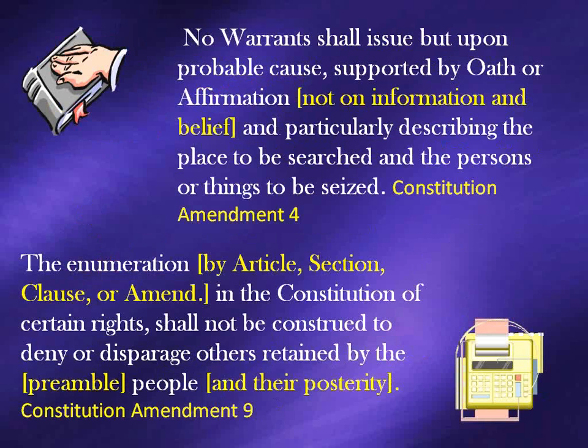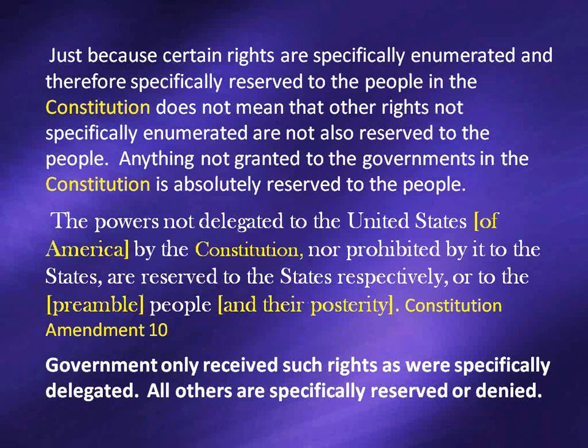No warrant shall issue but upon plausible cause against the people, supported by oath or affirmation, and not on information and belief, and particularly describing the place to be searched and the persons or things to be seized. The enumeration by article, section, clause, or amendment in the Constitution of certain rights shall not be construed to deny or disparage others retained by the preamble people and their posterities. Amendment 9. You see, just because certain rights are specifically enumerated and therefore specifically reserved to the people in the Constitution does not mean that other rights not specifically enumerated and listed are not also reserved to the people.